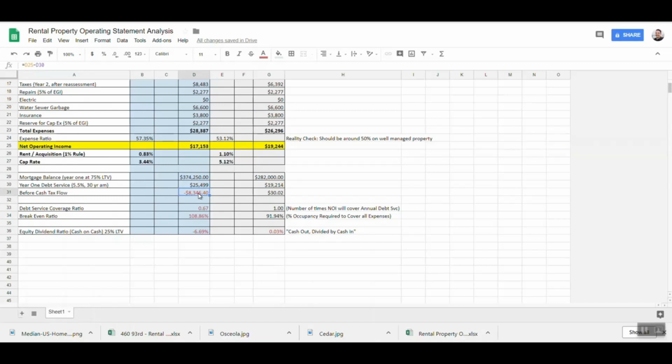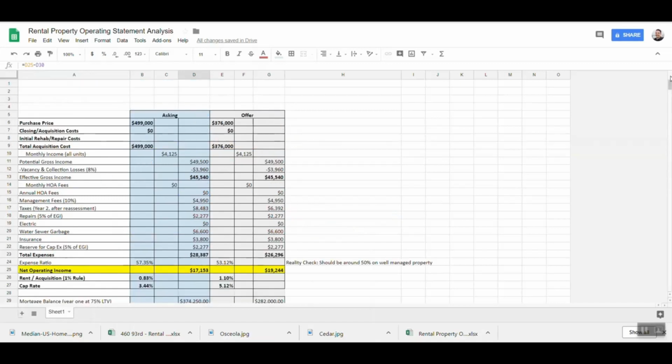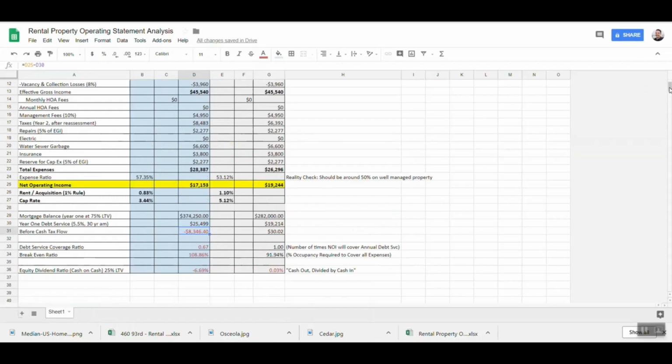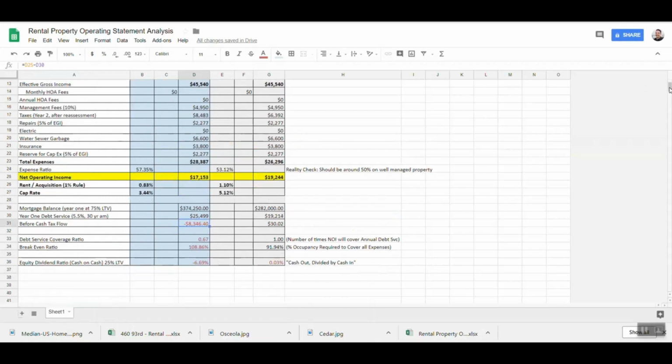So I can tell you with certainty that this property that was advertised at an 8 cap at $499K is going to lose you about $8,000 a year. So there's no way I would recommend that you buy this property. You would be cash flow positive if you bought it all cash. You're going to be $8,000 in the hole if you financed it at 25% down.